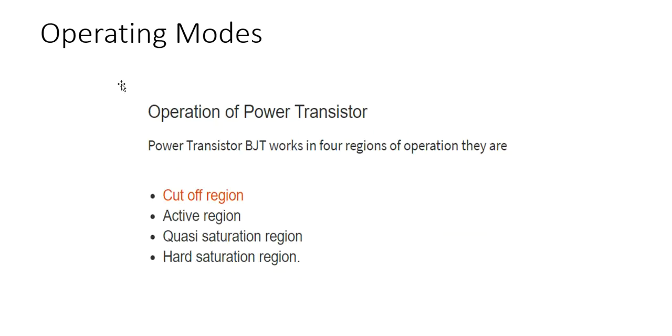So moving on, operating modes. Operation of the power transistor or power BJT. There are 3 modes basically: cutoff, active and saturation region. The saturation region is divided into quasi and hard saturation modes. Let's see in detail what these modes are.